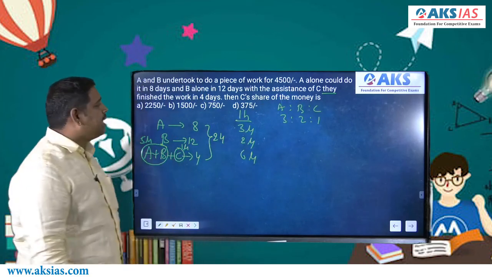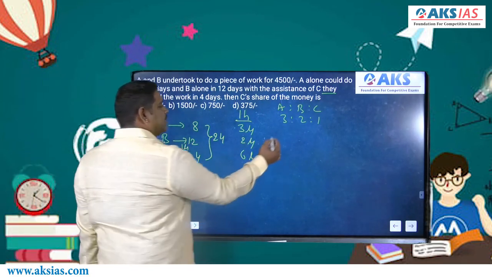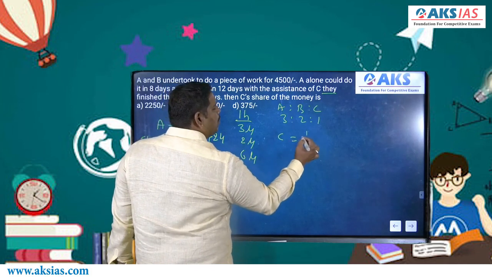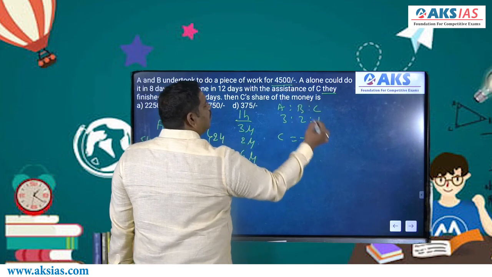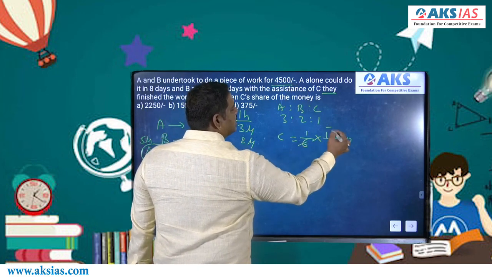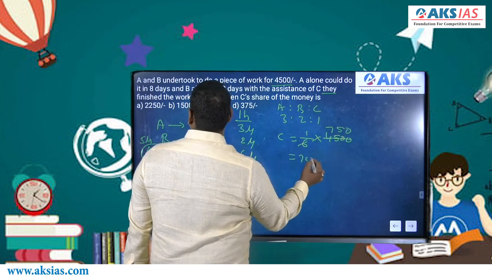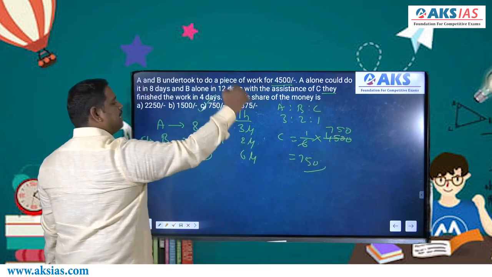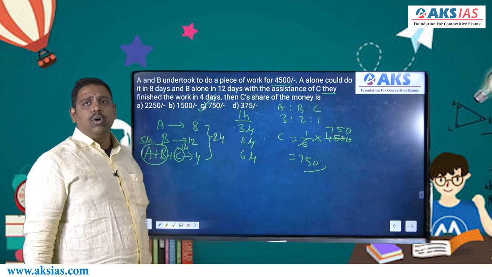Right. Now what he is asking, then C share of the money is, so C share is one part out of total is how many parts? 6 parts. And what is the total money? 4,500 rupees. 6 ones, 6 sevens, 5s and 0. What is the share of C? 750 rupees. So the option C is the answer. What is the answer? C is the answer. Like this we have to work out.